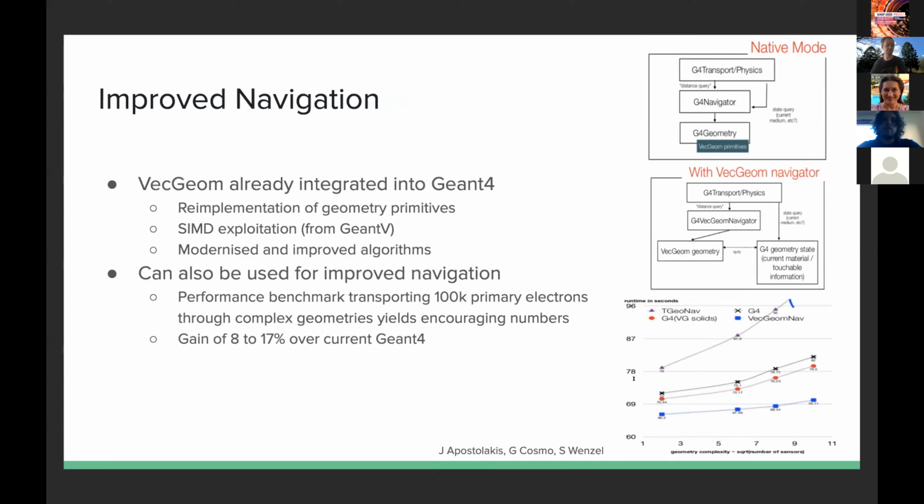Okay, some of the improvements which are foreseen though are taking full advantage of what we have in VecGeom by improving the navigation. And without going into too many details, we already can foresee that we might get gains of between 8 and 17% over the current Geant4.